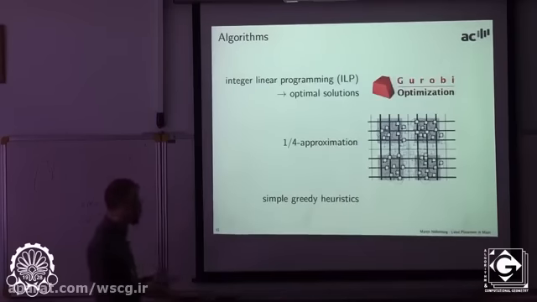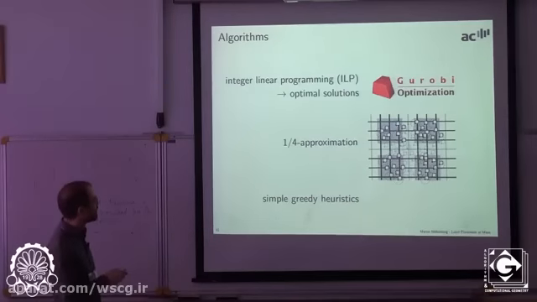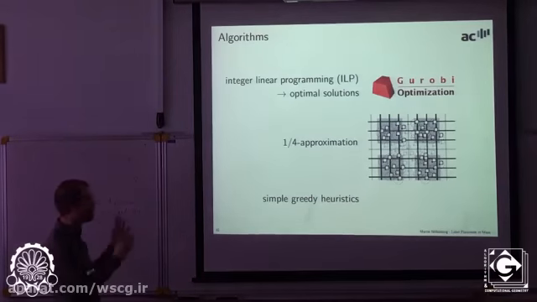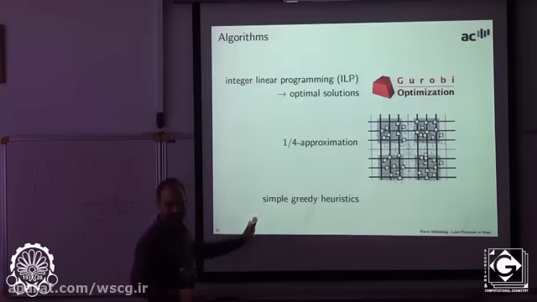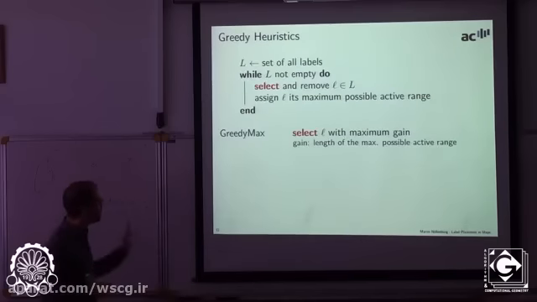So we try to compare that using both optimal solutions that we compute for small instances using integer programming, for example. We have our 1/4 approximation implemented, and we have some simple greedy heuristics that also work here. So greedy heuristics are: you have your set of labels. While it's not empty, select one, assign the currently maximum possible active range, update, and repeat.